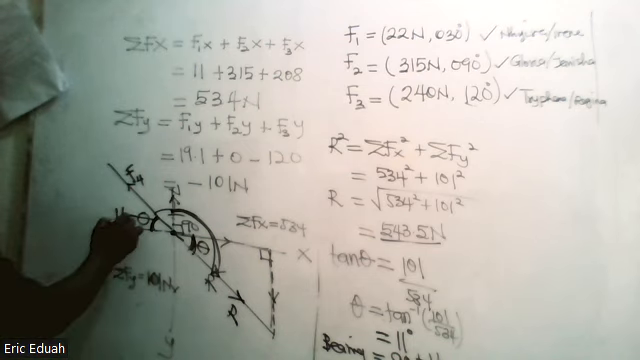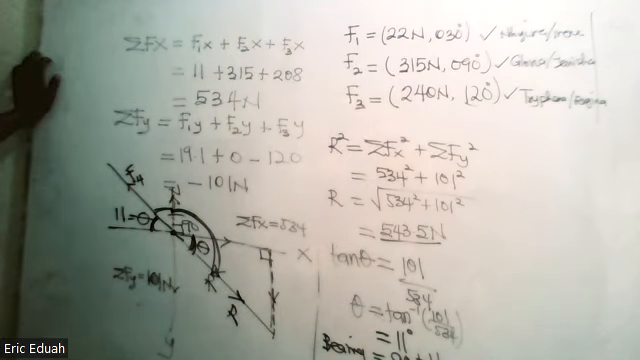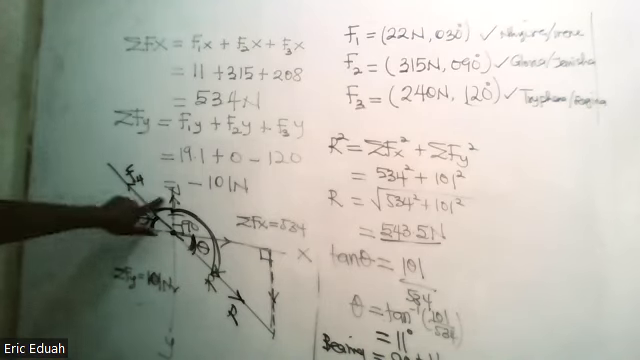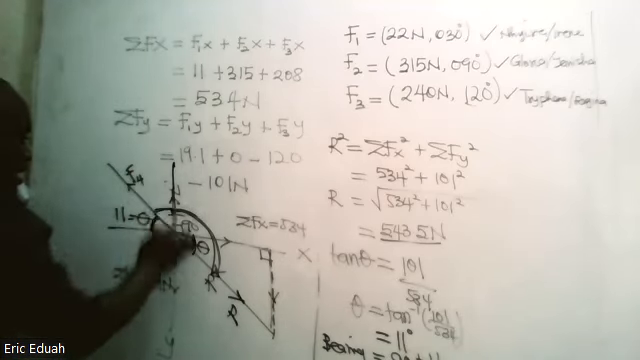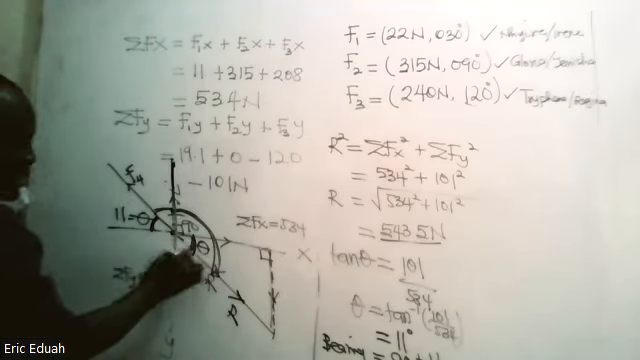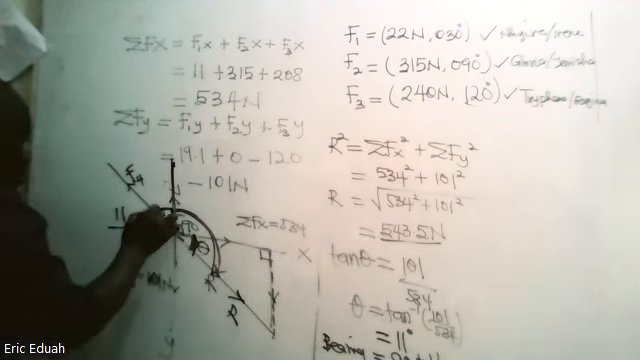What will be, if this is 11, what will be this angle? Irene, if this is 11, what will be this angle? Because of vertically opposite angles, this is 11. And so this will also be 11. What will be this angle?